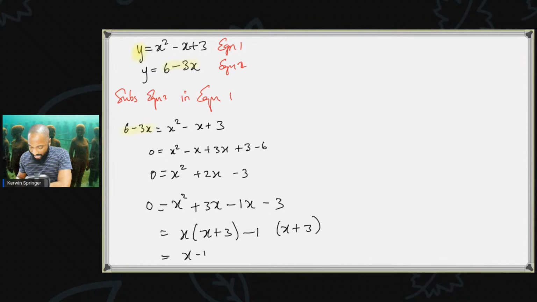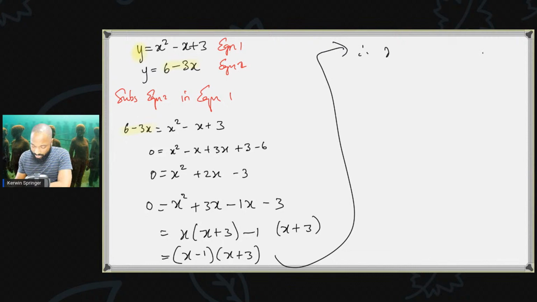So in the end, you get x minus 1 and x plus 3. Therefore, x is equal to 1 or x is equal to negative 3. What we do is just switch the sign, or you can write it out like this: x minus 1 is equal to 0, or x plus 3 is equal to 0. So x is equal to 1 and x is equal to negative 3.